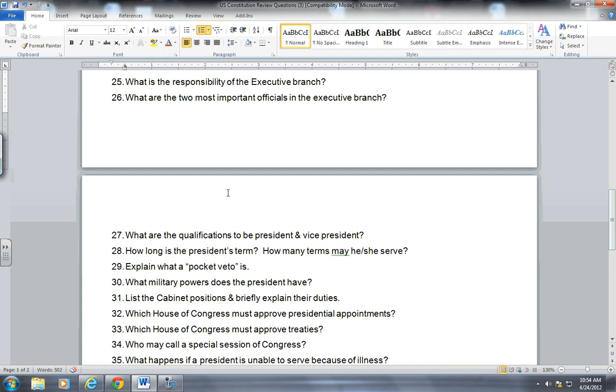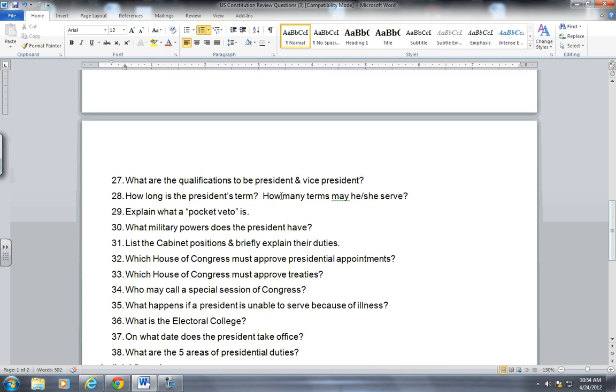31, I'm going to make certain that we discuss this in class, but in the chapter on the executive branch in your textbook, you might want to look at each cabinet position and be familiar with them. 32, Senate. 33, Senate. 34, the president.